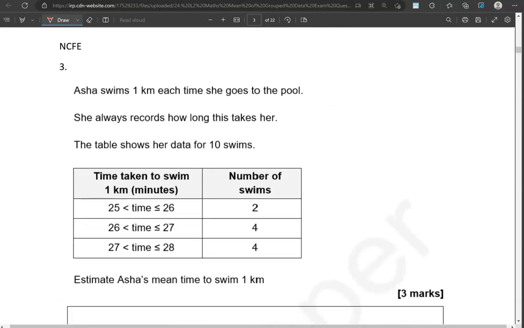Asha swims 1 kilometer each time she goes to the pool. She always records how long this takes her. The table shows her data for 10 swims. Estimate Asha's mean time to swim 1 kilometer.